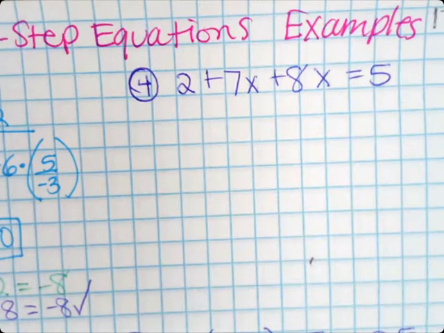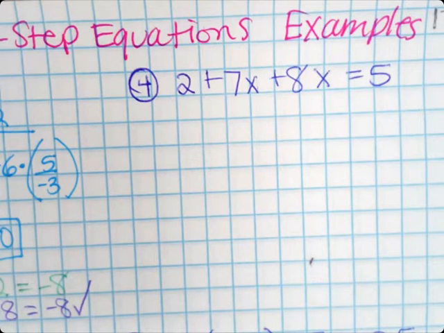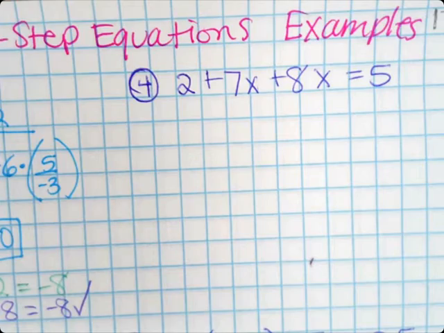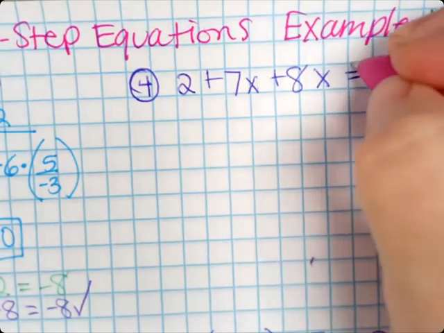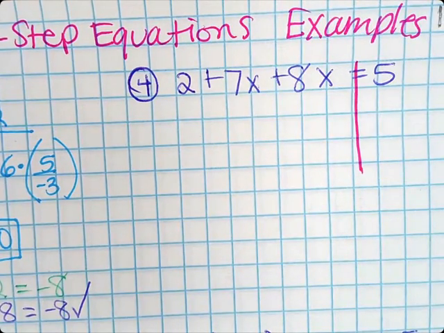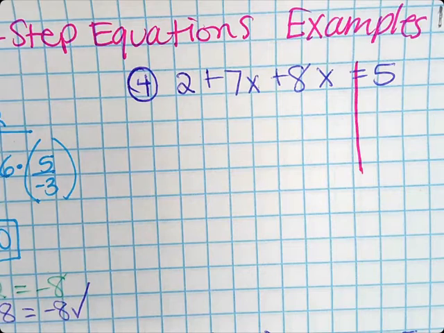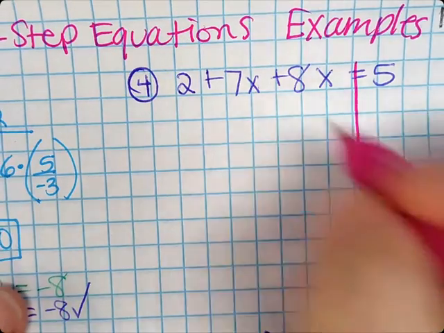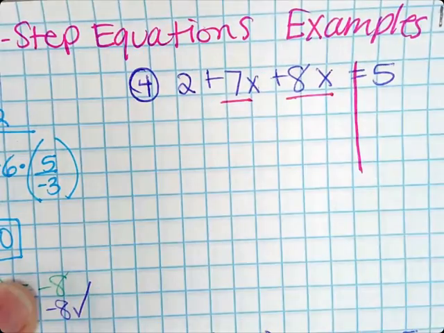Go ahead and write 2 plus 7x plus 8x equals 5. All right, draw your line down your equal sign. Let's look at the left side. Remember, the first step is to simplify both sides, combining like terms and using the distributive property. On this side, there are no parentheses, so we don't have to distribute. All we need to do is combine our like terms.